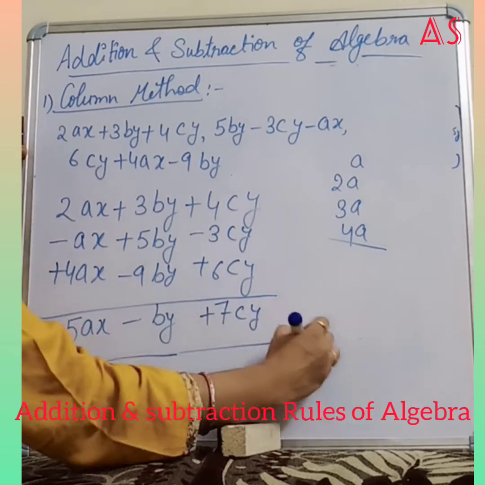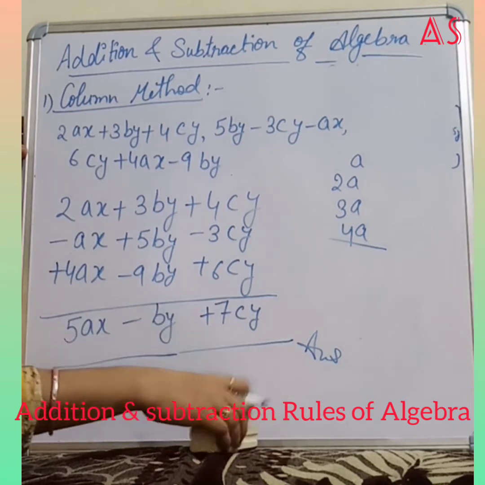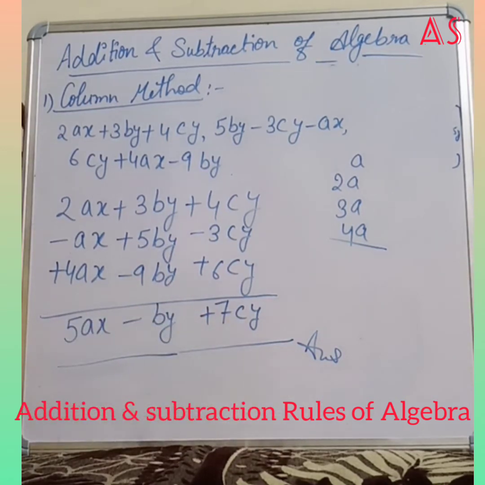So this is our answer: 5ax minus by plus 7cy. This by means 1by, but we will not write it here. So this way we solve by the column method.